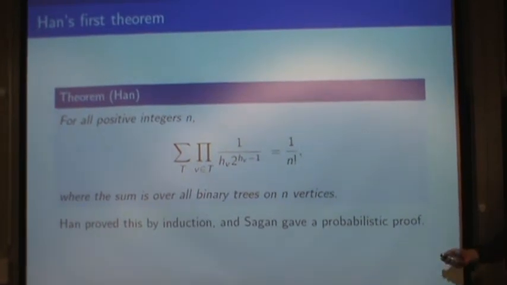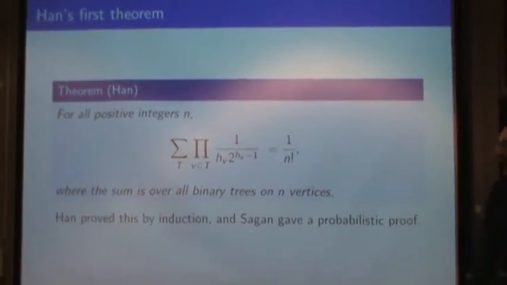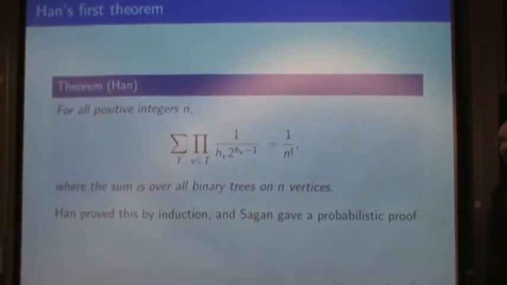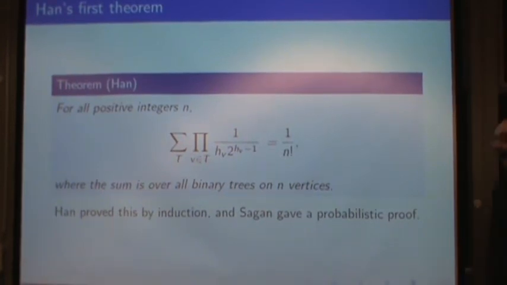Okay, so Han proved this result by induction, and Sagan gave a probabilistic proof. Also, just last week, this didn't make it into the slides, it just appeared on the arXiv, Chen, Gao, and Guo have a combinatorial proof of Han's formula and of these generalizations using staircase labels attached to the trees. So a very different method from either of ours.